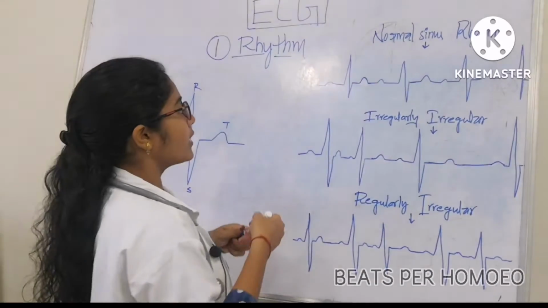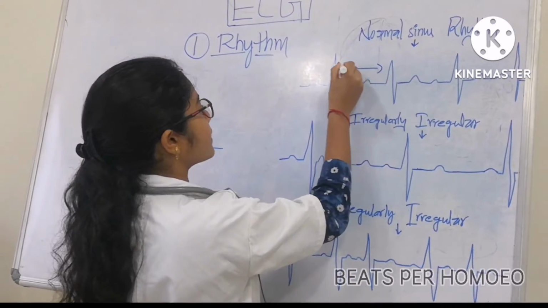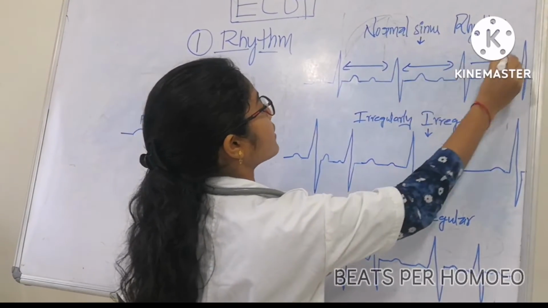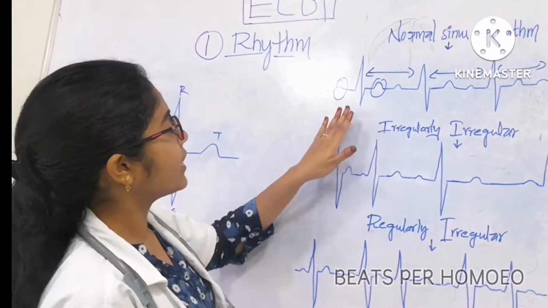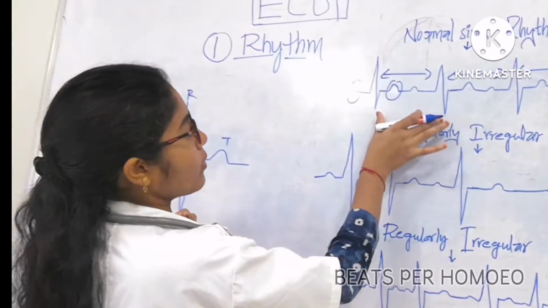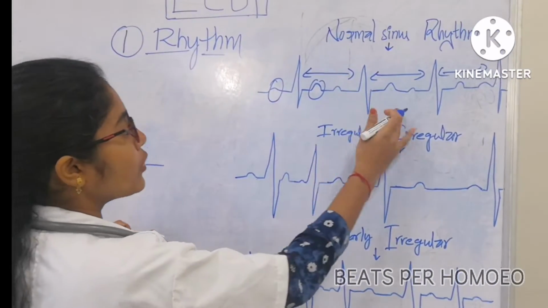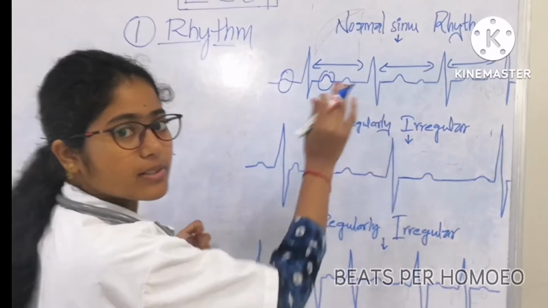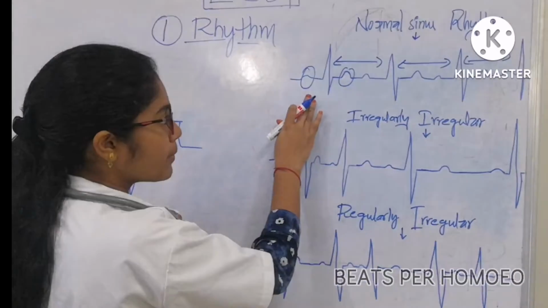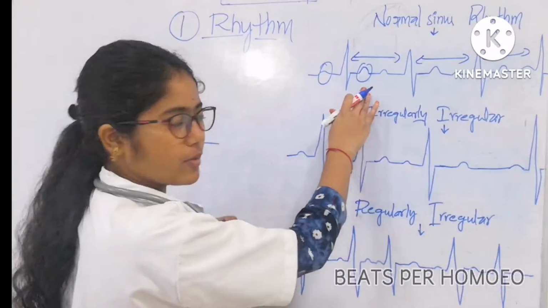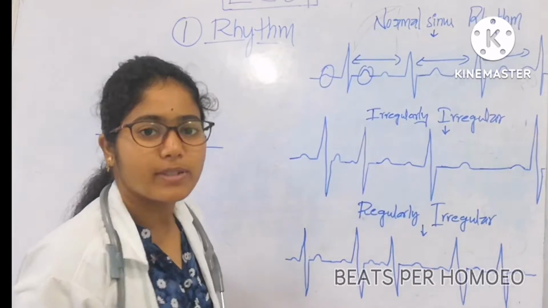Here, look at the gap between two QRS complexes. It is regular here and preceded by a P wave. Here we look at both QRS complexes. The interval between the two QRS complexes is regular, and it is preceded by a P wave and followed by a T wave. So we say it is a normal sinus rhythm.